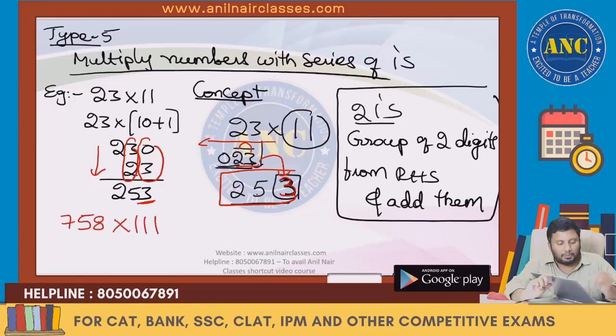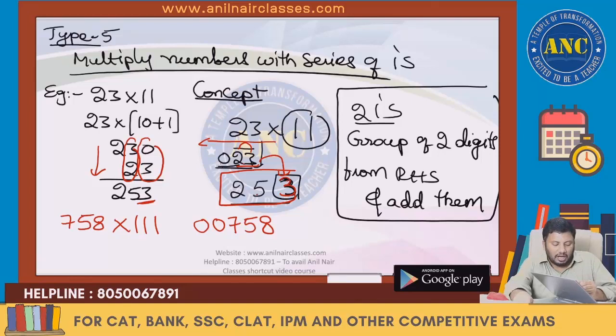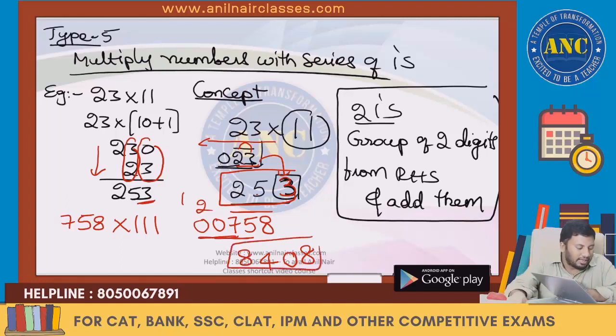758 into 111. Because there are 3 ones, keep 2 zeros at the beginning. Write down the unit digit as it is. Take a group of 3 digits and add them. 7 plus 5, 12, 12 plus 8, 20, 0, 2 over. Next, take the next group. 12 plus 2, 14, 4, 1 over. 7 plus 0 plus 0, 7. 7 plus 1, 8. I hope the idea is clear.